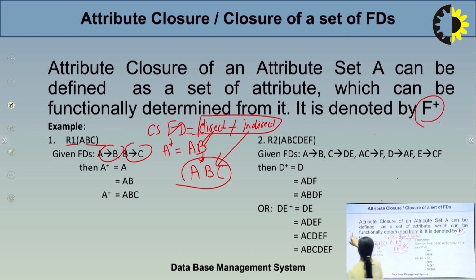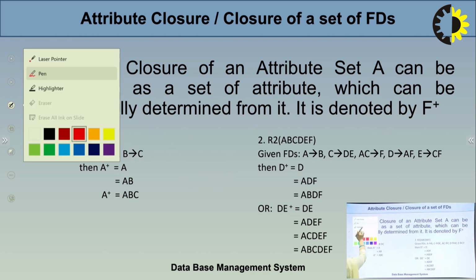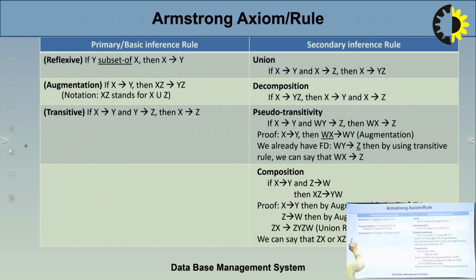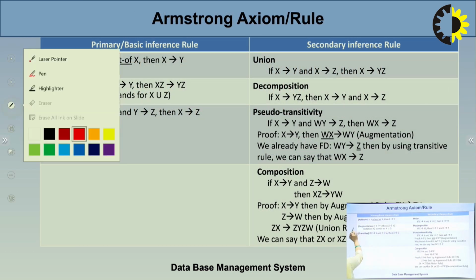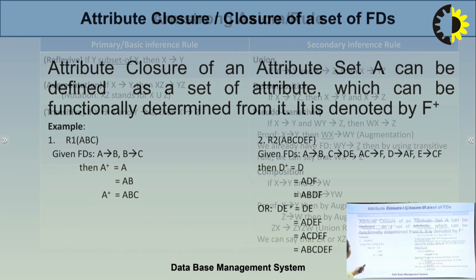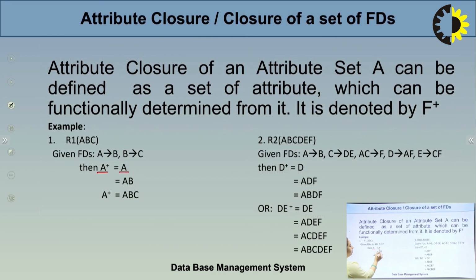So let's have an example. Here, the closure set of A: I already have A, and with the help of A I can search the value of B, so AB, and with the help of B I can search the value of C, so ABC. So this is the closure set of A. Closure set means all the attributes we can find out with the help of a given attribute. Here, with the help of attribute A, we can find out the information B and C also.